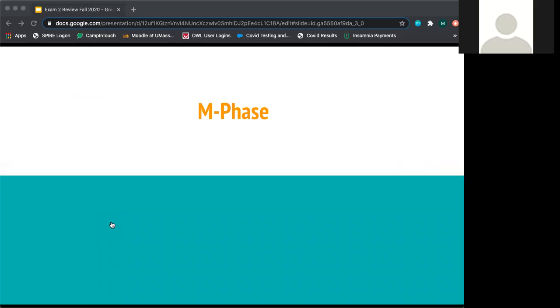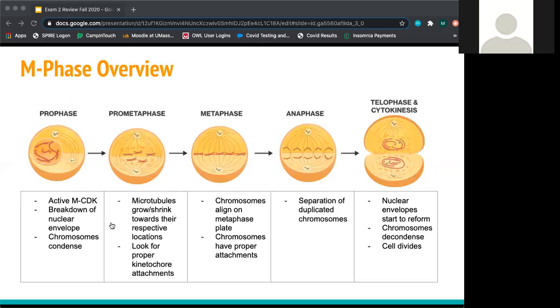Then we're going to head into M phase. So this is just a quick overview of what goes on in M phase. So first you have prophase, in which you have your active M-CDK, which we just talked about. And then at this point, there's breakdown of the nuclear envelope and the chromosomes condense. And then in prometaphase, the microtubules shrink down towards their respective locations and they look for proper kinetochore attachments. So you can kind of see it in the picture here.